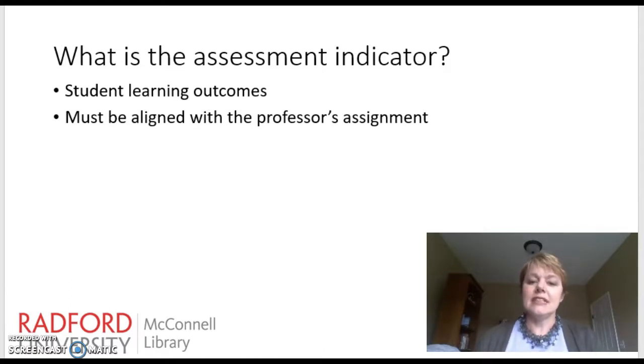The assessment indicator is tied to the student learning outcomes. You're going to have your student learning outcome and then see if within the student paper or project they actually succeeded at each of them. And here is the most important part. It must be aligned with the professor's assignment, because we have had some spectacular failures where we had a measurement that we wanted to do and it turned out the professor was not actually making students do that, and that didn't work out too well.